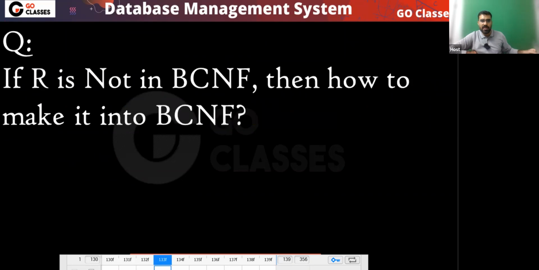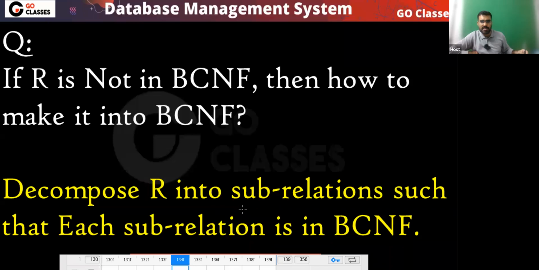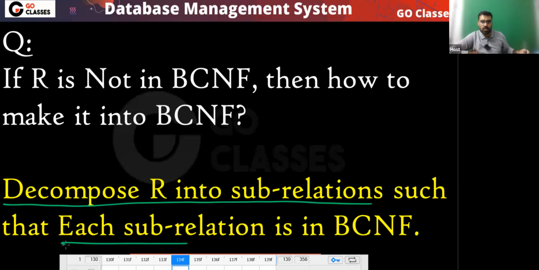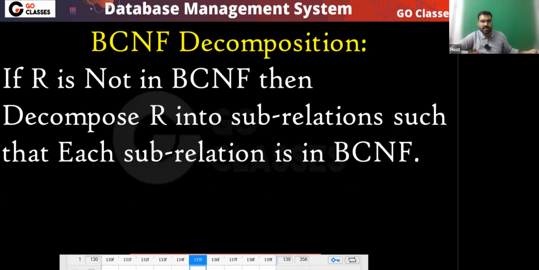Now you tell me, if a relation is not in BCNF, how can you make it BCNF? Yes, we can decompose it into sub-relations which are in BCNF. That is the idea, agree or not? We decompose R into sub-relations, each of which must be in BCNF.